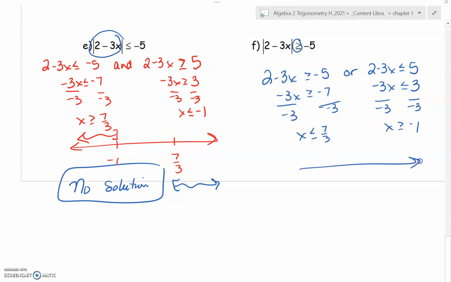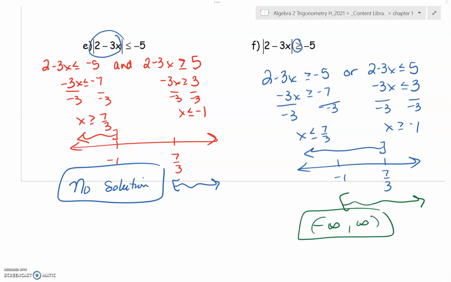And when we do that, now we're trying to think of numbers that you would say I want numbers less than 7/3. And I'll do a different color, and you could say greater than or equal to negative 1. So go ahead and pause the video. Where do you see blue or green?